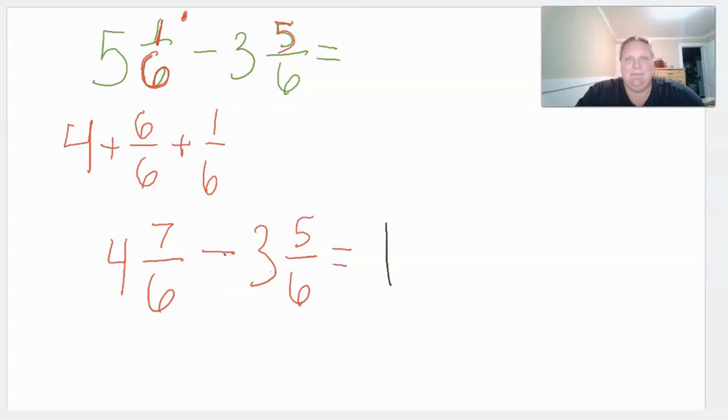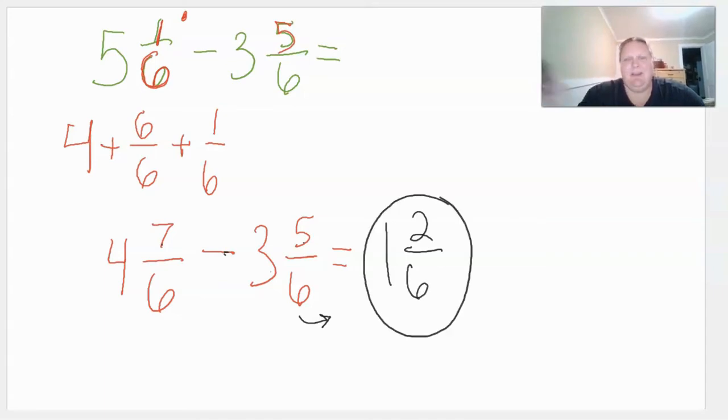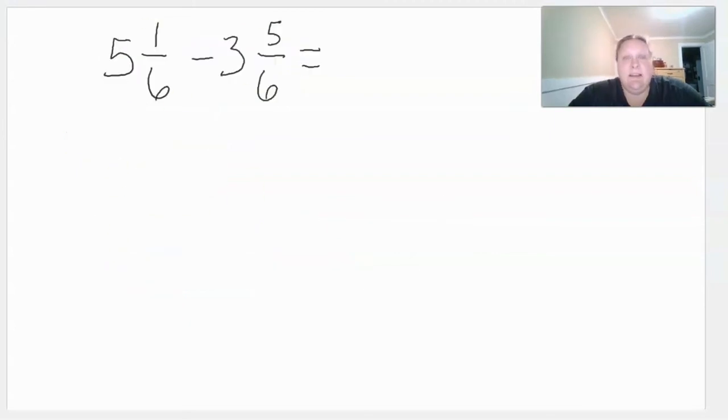What's next? What's next? And last? There we go. Now there is a second way to answer this problem. So let's take a look at that. There is a second way to do this.